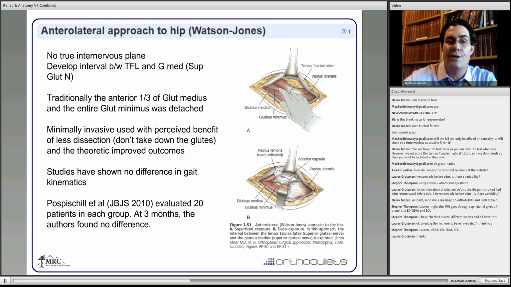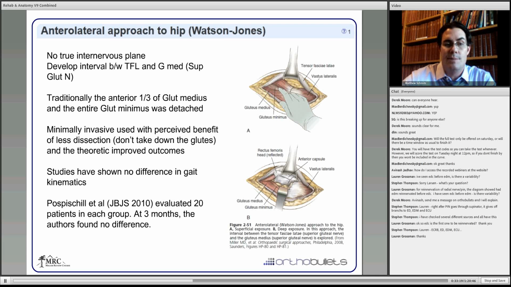For this one, there is no true internervous plane. You do develop an interval between your tensor fasciae lata and your gluteus medius. Remember from the previous questions, those are both supplied by the superior gluteal nerve. Traditionally, the anterior one-third of your gluteus medius and the entire minimus is then detached. The minimally invasive approach, which this patient is requesting, doesn't take down the glutes, and so there's a potential perceived benefit of less dissection with theoretically improved outcomes.